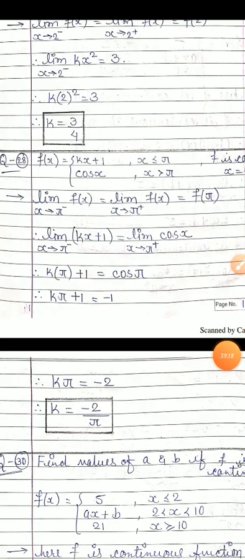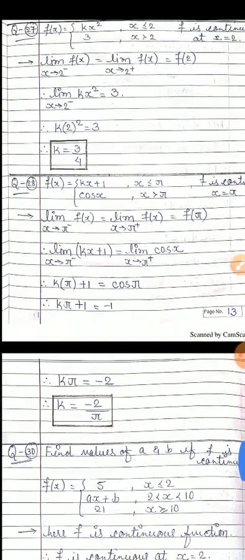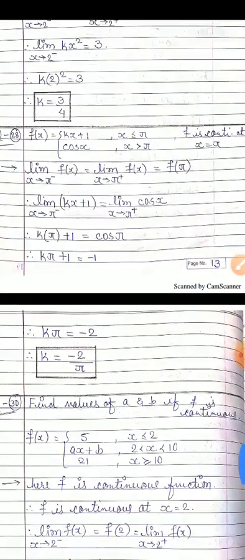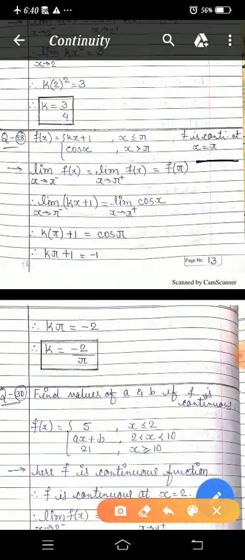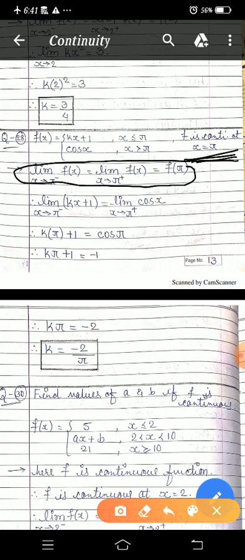Question number 28 is f of x equals kx plus 1, where x is less than or equal to pi, and f of x equals cos x whenever x is greater than pi. Here it is given that the function is continuous at x equals pi. So the left hand side limit, right hand side limit, and value of the function at that given point must all be the same.